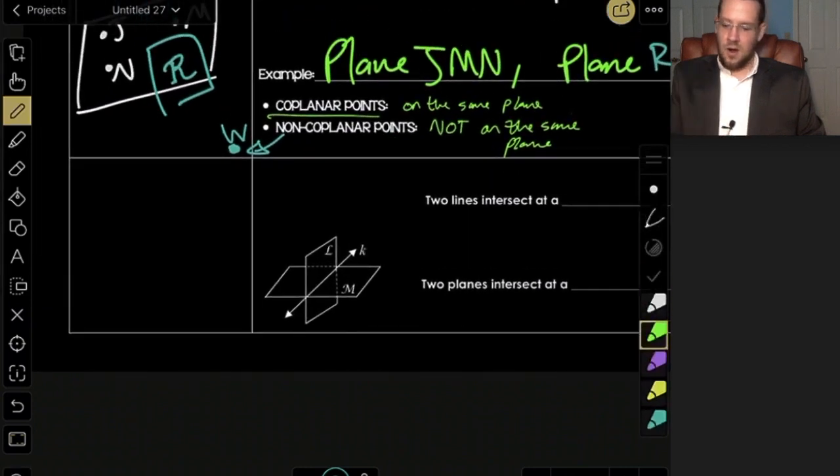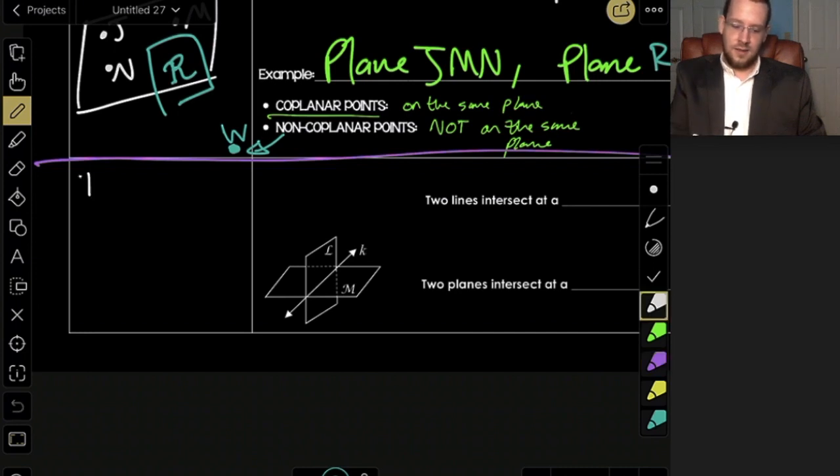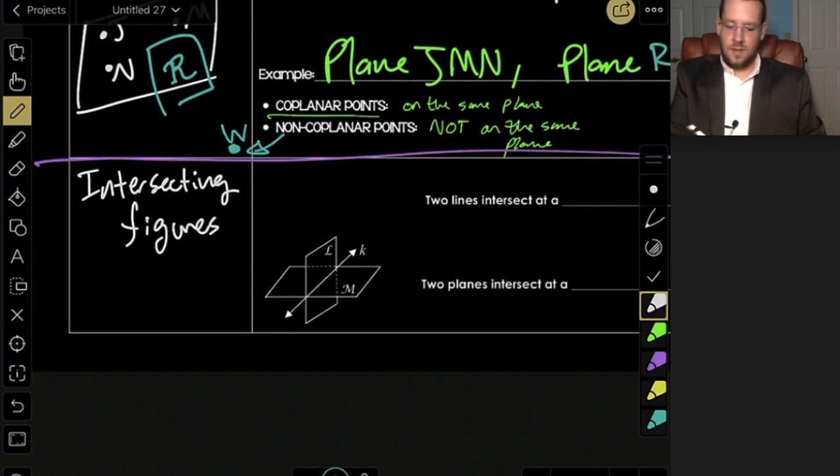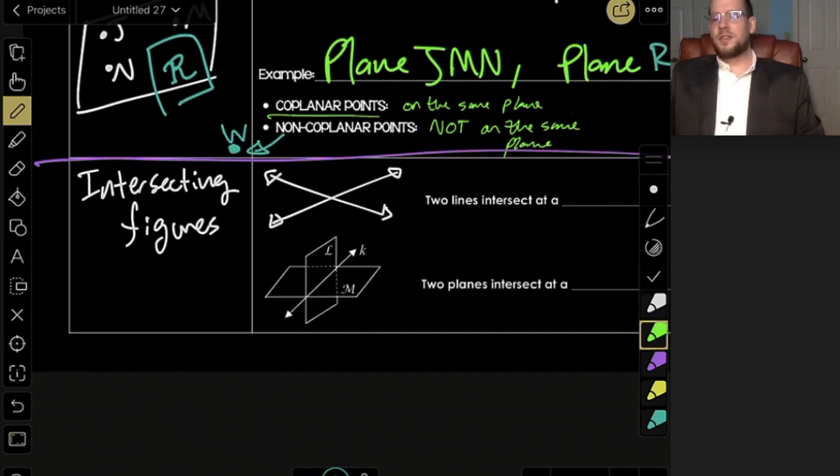Okay, and our final thing we're going to look at is intersecting figures. The first thing we're going to look at is 2 intersecting lines. And you'll notice that when 2 lines are intersecting, there's this one point right here, right? And so we have 2 lines. These intersect at a point. So 2 lines intersect at a point.